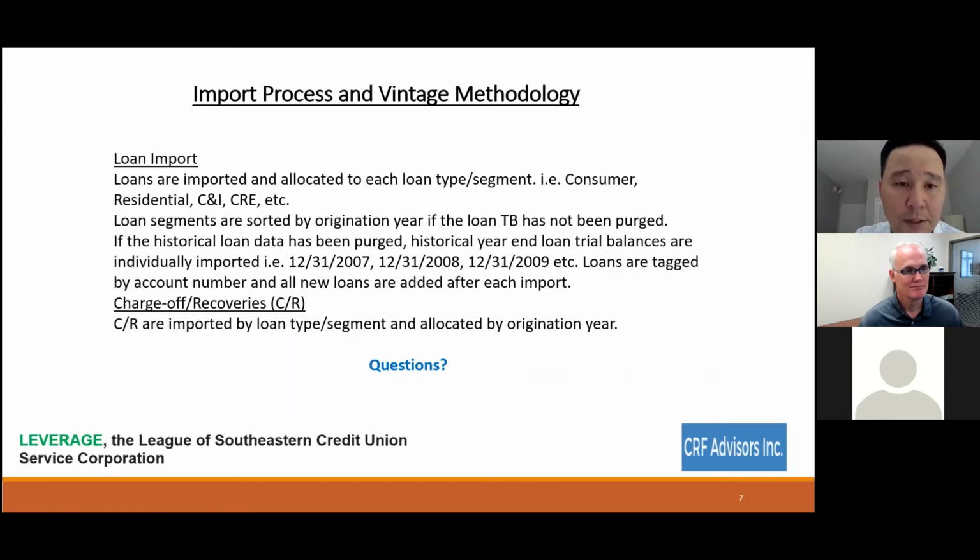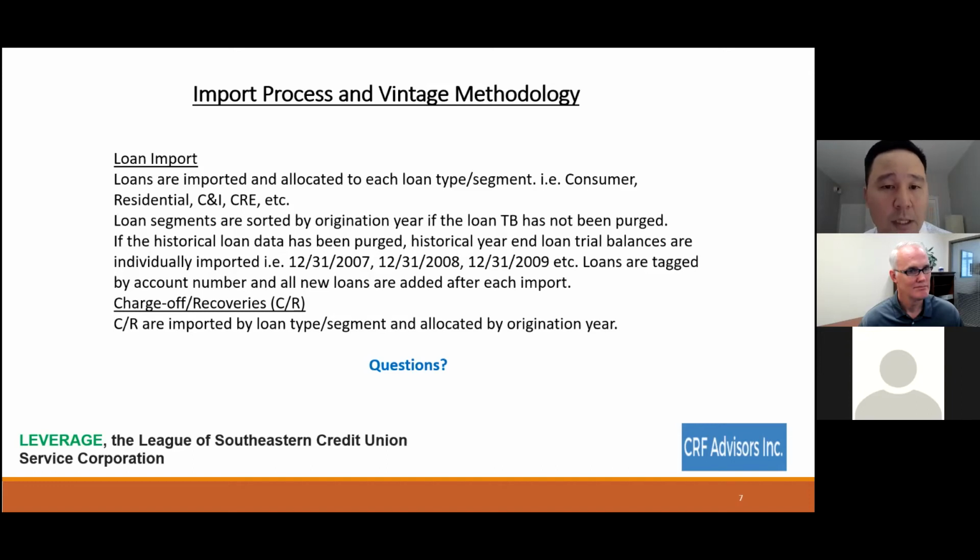Okay, going into the next slide here. This is really just a walkthrough of how loans are imported and how we're breaking out the various loan types by segment, i.e. consumer, residential, C&I, auto, etc. Your loan segments are sorted by origination year, if the loan trial balance has not been purged.